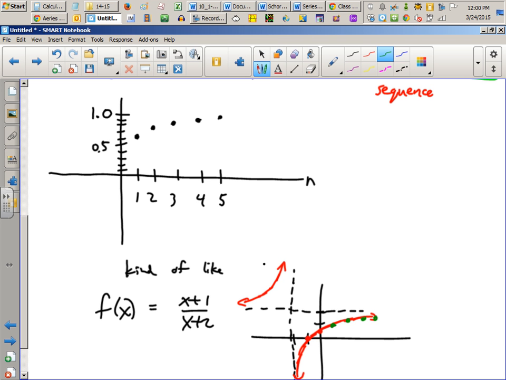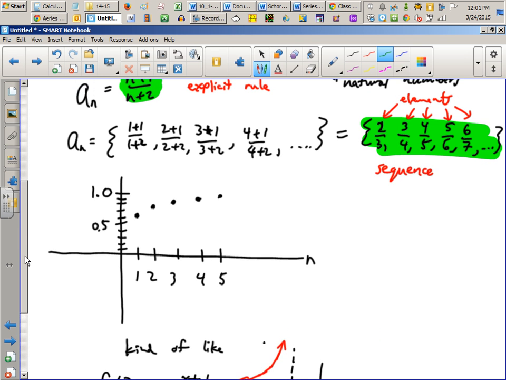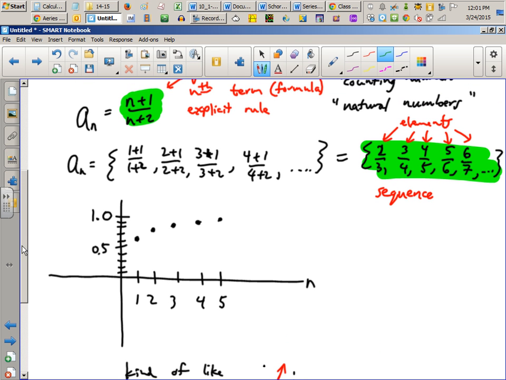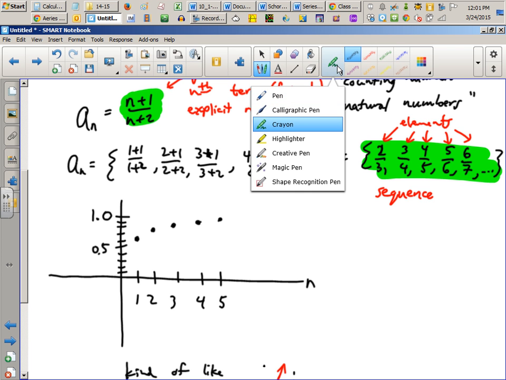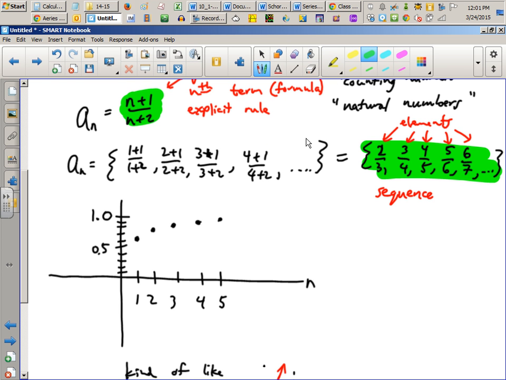So we still have a function, it still has a domain, right? It still has output, it still has range, right? It still has a graph. But we don't call them functions anymore, we call them sequences. And we don't connect the dots at all. Okay, so there are 3 ways right there for you to display a sequence. What are they? We have an explicit rule. We have an actual sequence where you list out the elements, or you can graph it, but don't connect the dots, right? So you have 3 ways to represent your sequence.